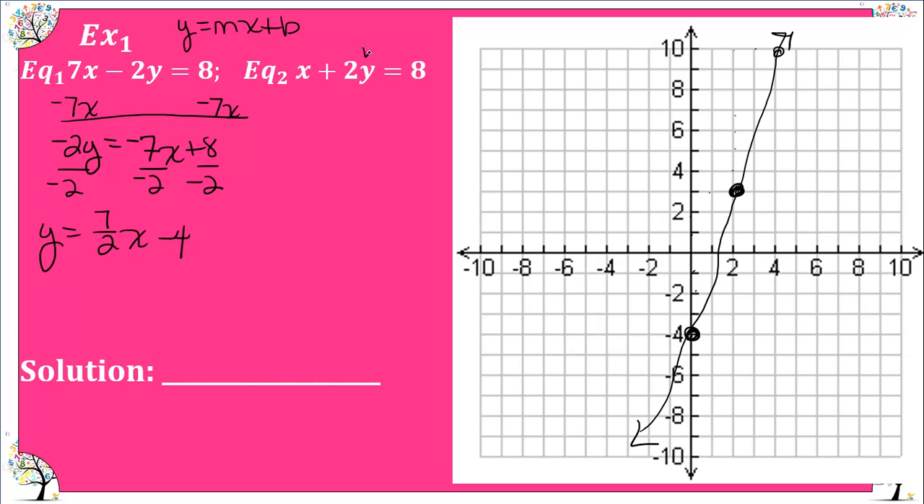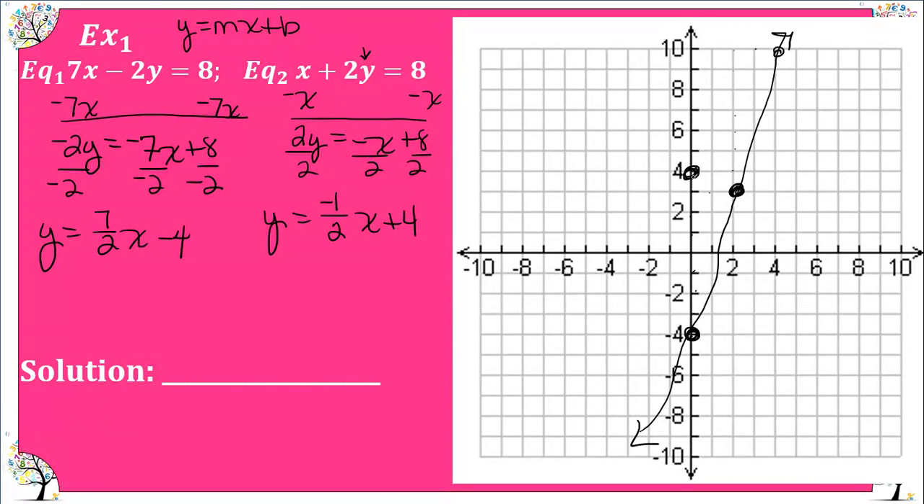Now let's isolate the y in our second equation. We're going to subtract x from both sides. Bring down positive 2y equals, I have a negative 1x plus 8. Divide by the coefficient 2. We have y equals, this is an understood negative 1 over 2 times x plus 4. So this time we're going to start at positive 4 and go down 1 and right 2. Down 1 and right 2.